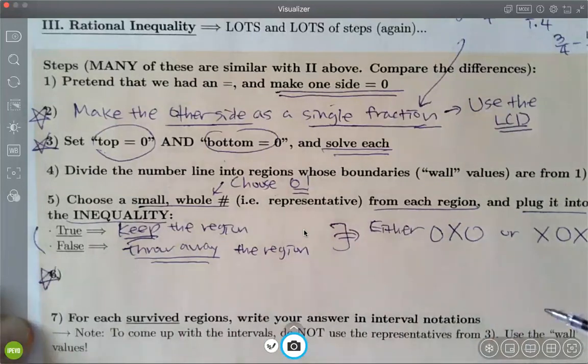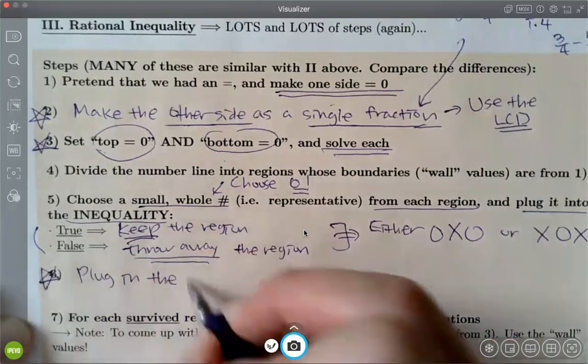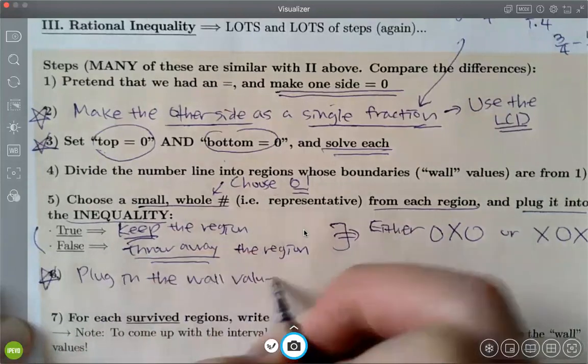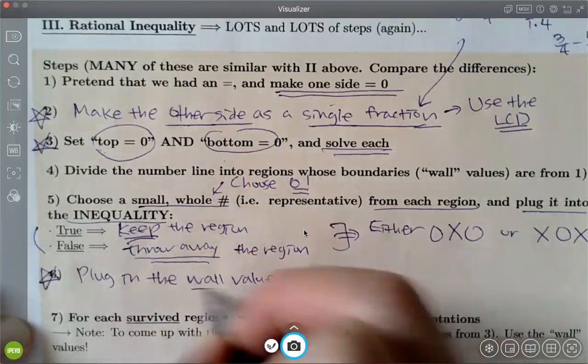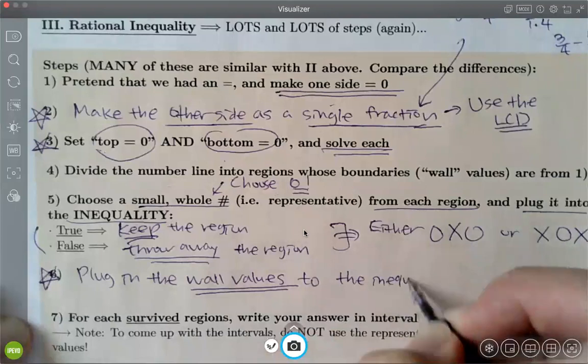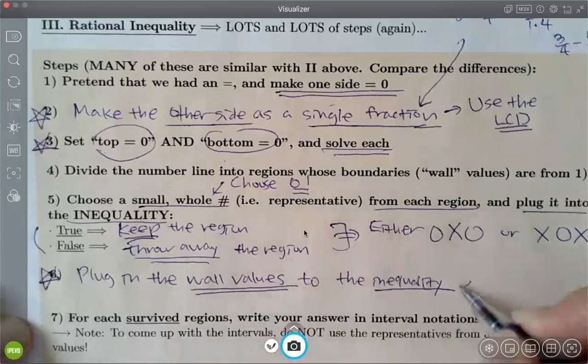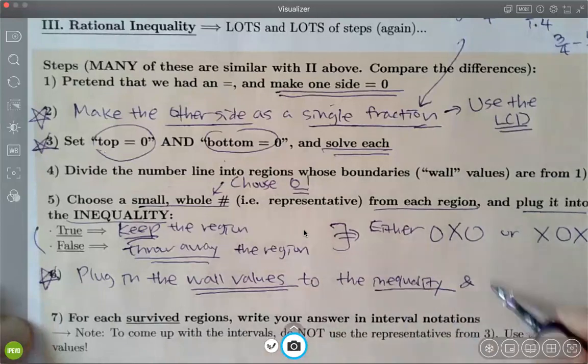Plug in the boundary values to the inequality as well, and repeat step number 5, which is this.